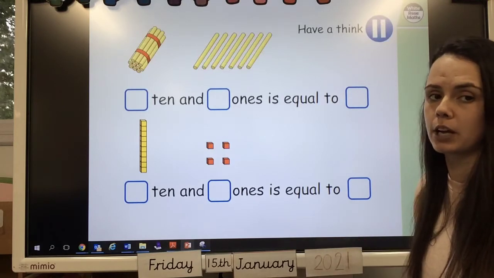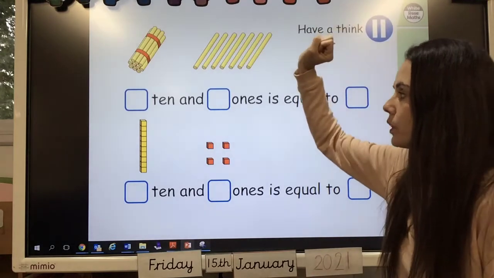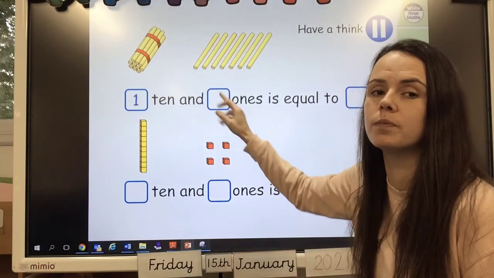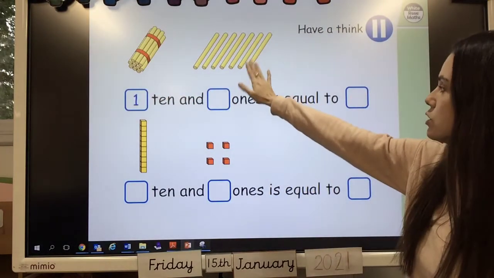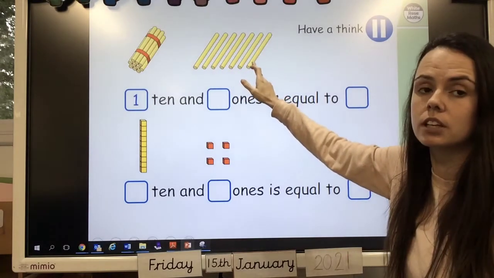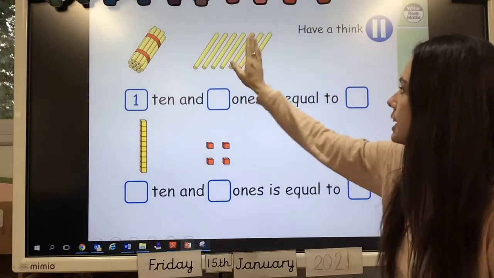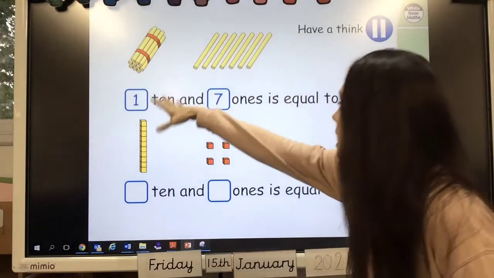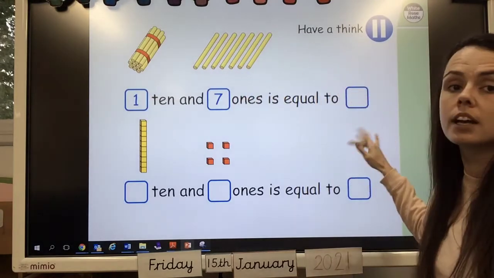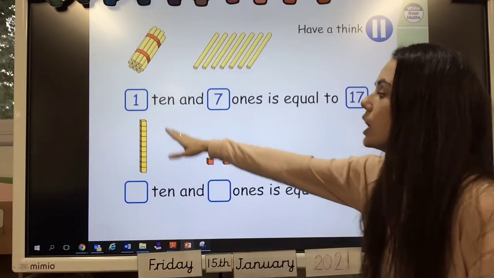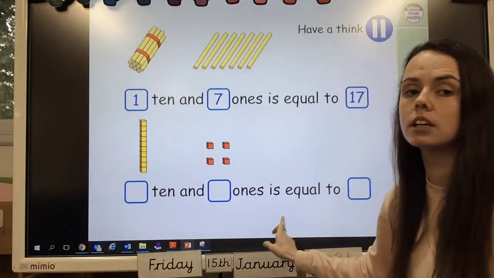Now let's look at these trickier ones. 1 ten set of straws. How many? 1. Fantastic. How many individual straws? 1, 2, 3, 4, 5, 6, 7. So 1 ten and 7 ones makes how many in total? 10 and 7, 17. Great work.